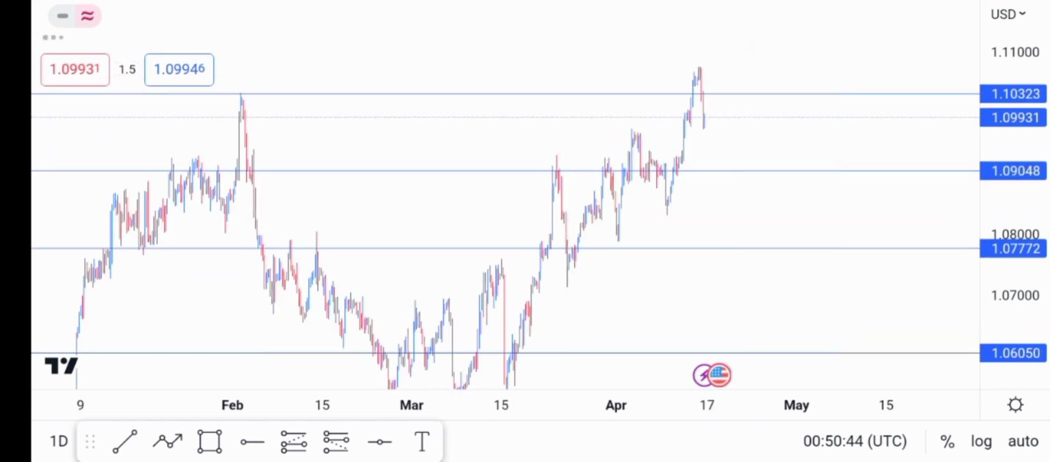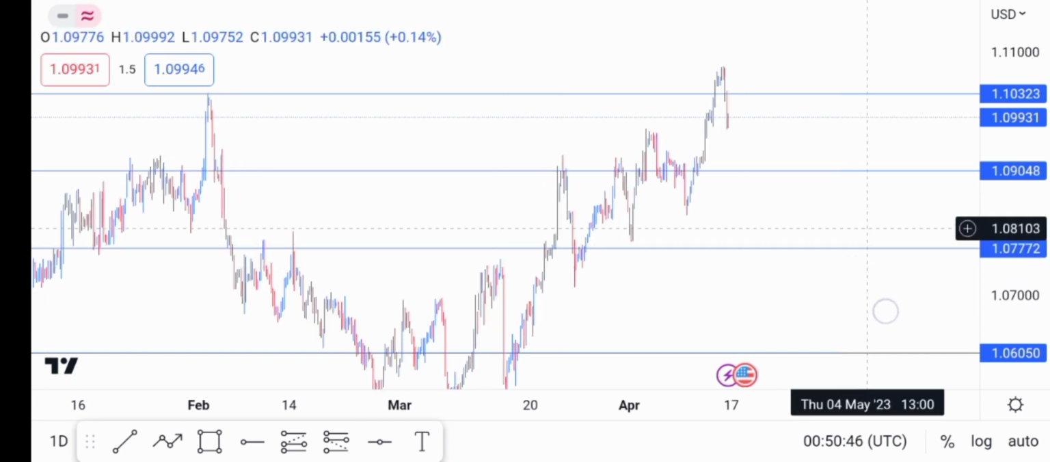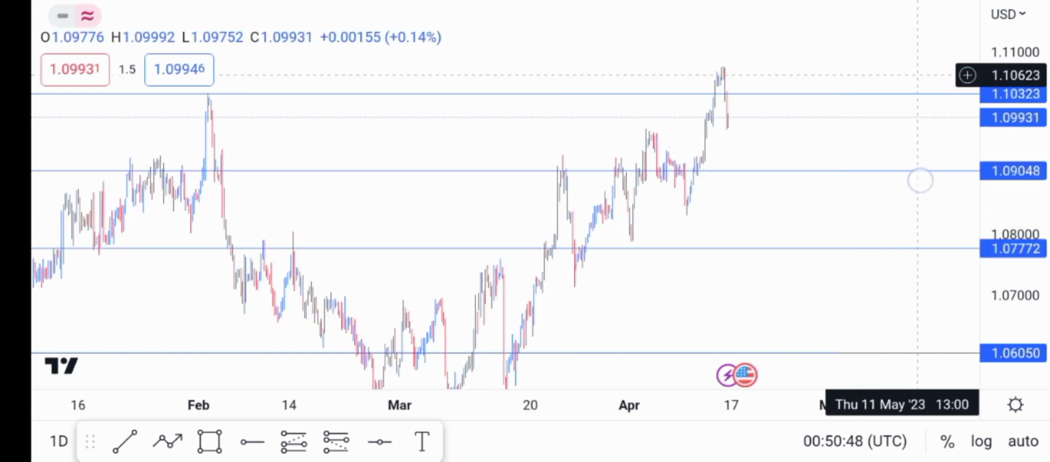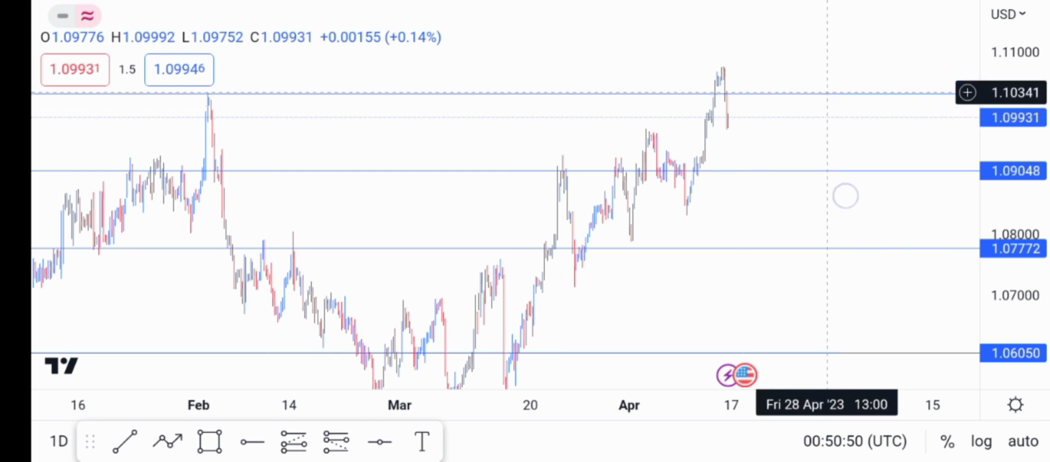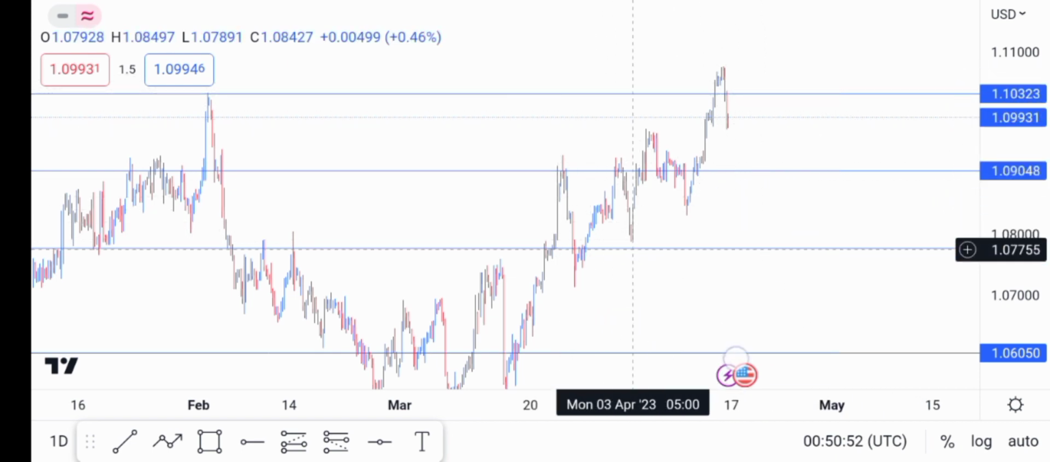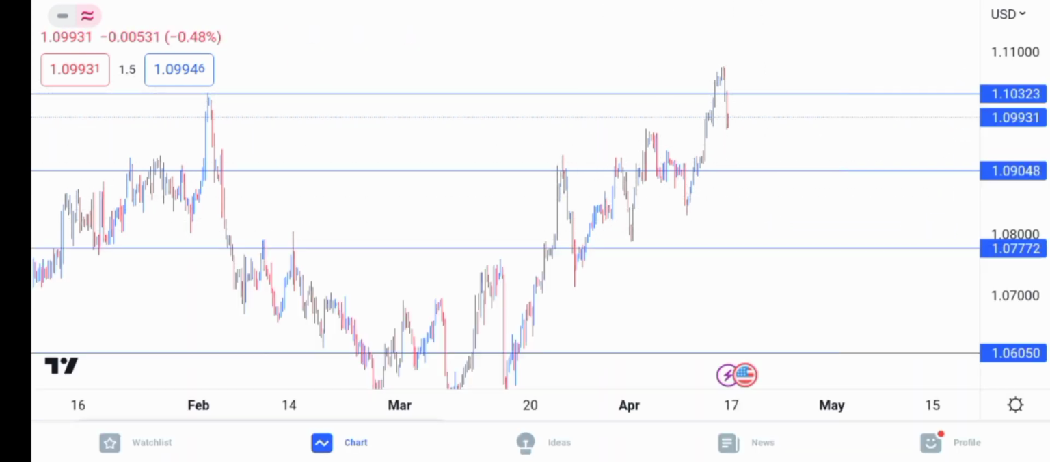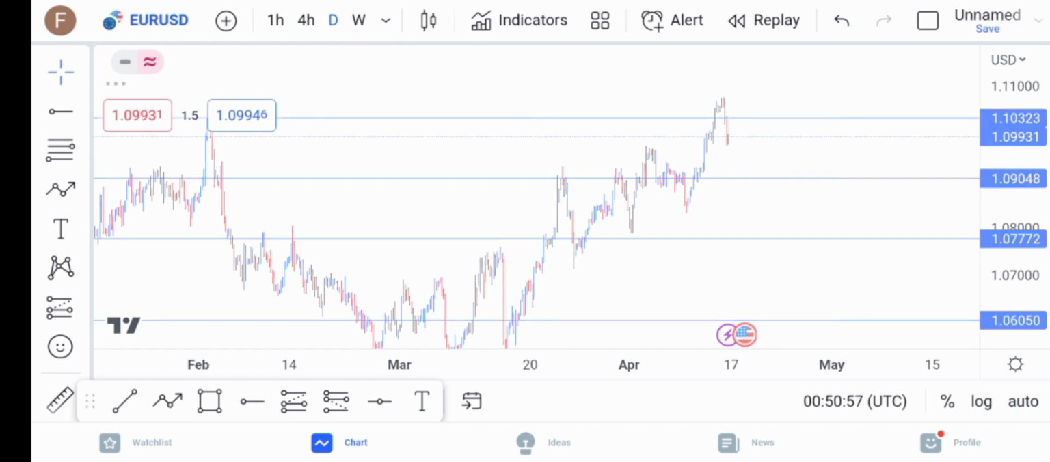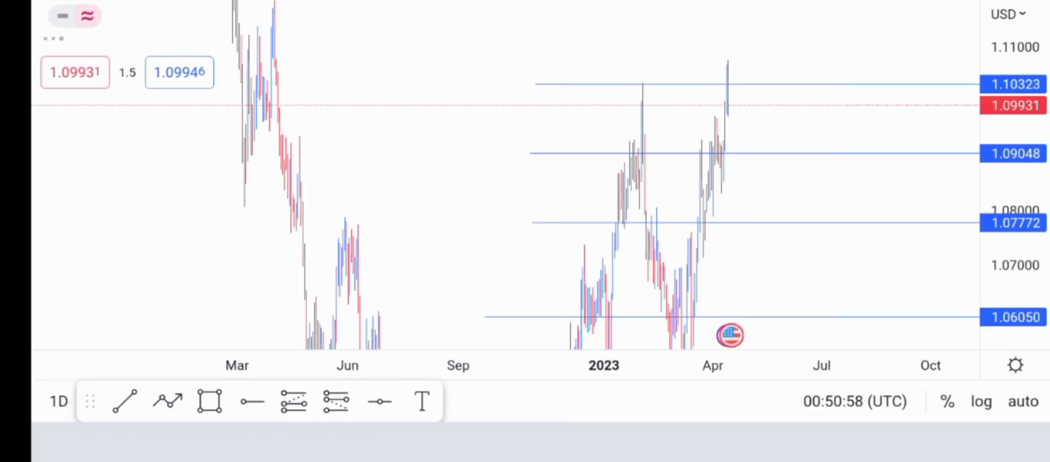You can see, guys, if I zoom out a bit, you can see this level has been respected. So we are going to focus around the area at hand on Euro USD on the 4-hour time frame. Let me just show you the daily time frame as quickly as possible, so you can see what I'm talking about.